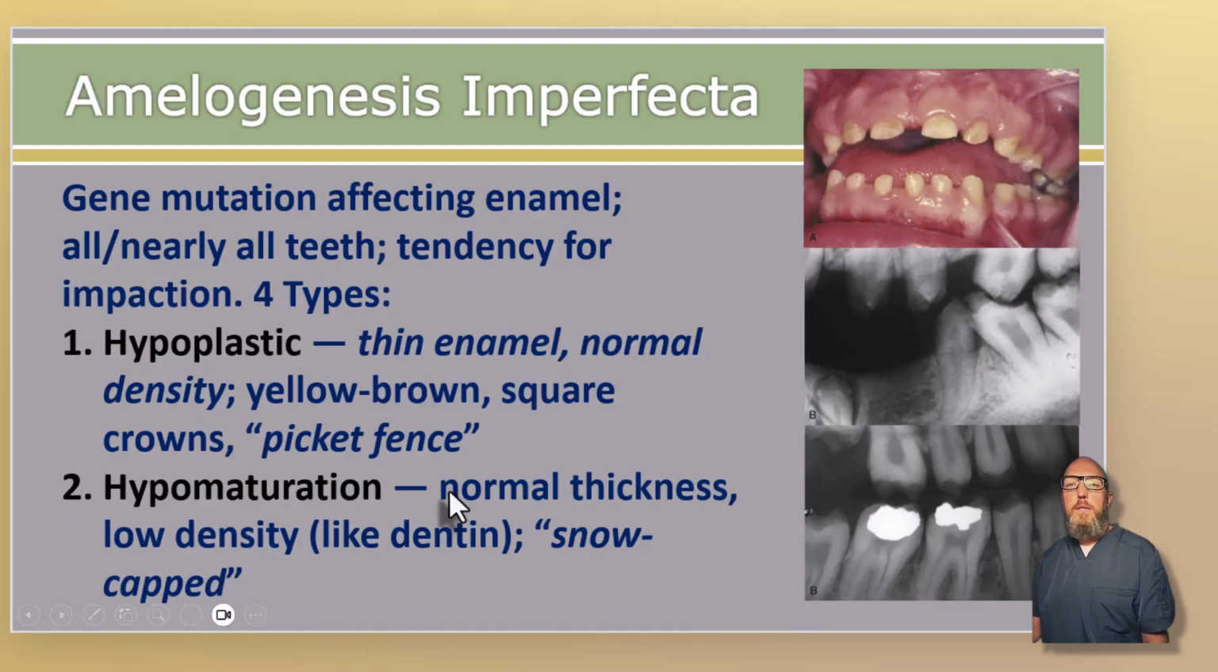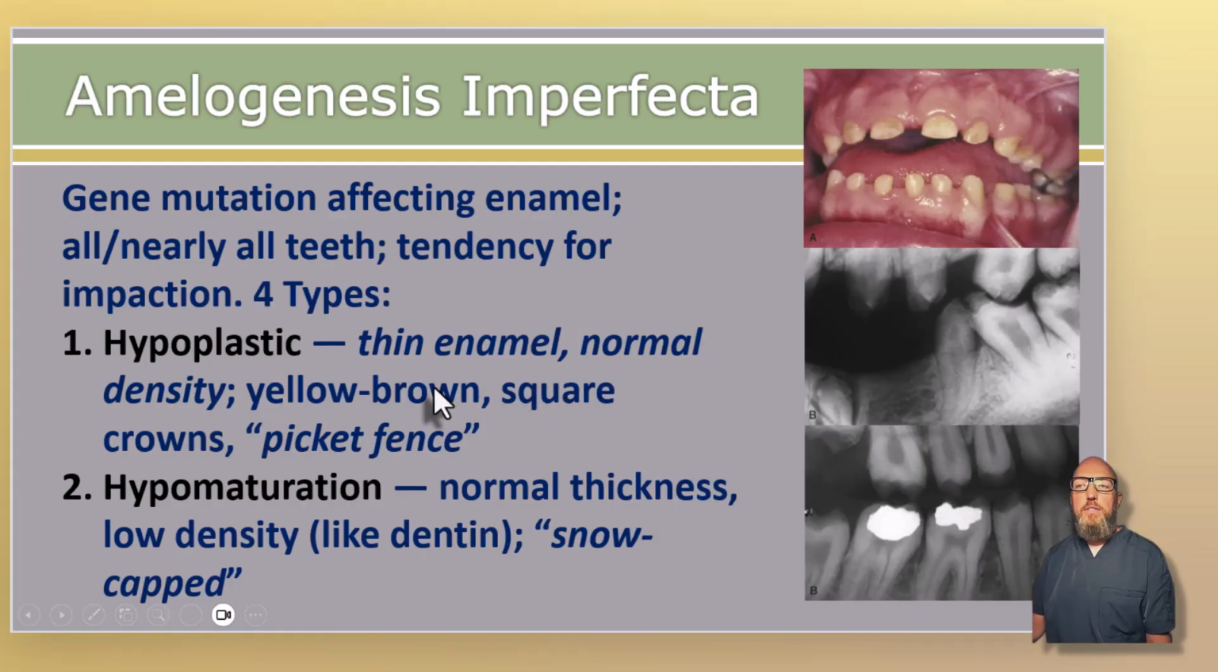All right, this is a good one to know, especially for boards. Amelogenesis imperfecta. This is a gene mutation affecting enamel. There's a lot of different types of these. I would say just be able to recognize the primary types, especially type 1, hypoplastic, where they have really thin enamel. The enamel is normal density, but they start to have this kind of picket fence appearance. These are all type 1 Amelogenesis imperfecta, where the enamel's present, but it's just really thin. Clinically, the teeth may appear yellow, brownish. They'll appear square like this.